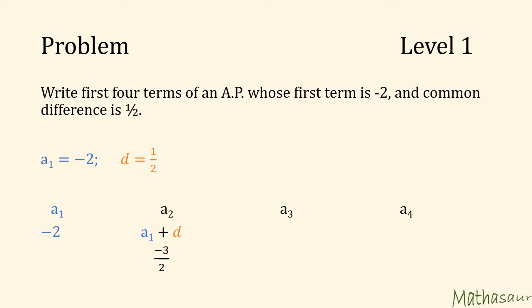A2 comes as minus 3 by 2. The next term A3 would be A2 plus D, or minus 1. And the fourth term A4 would be A3 plus D, or minus half. So the first 4 terms of this AP would be minus 2, comma, minus 3 by 2, comma, minus 1, comma, minus 1 by 2.